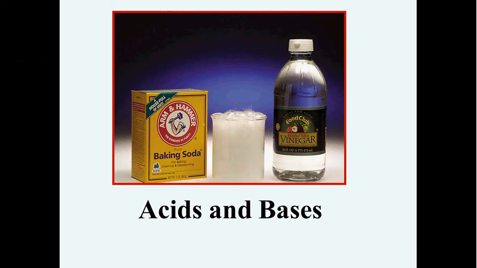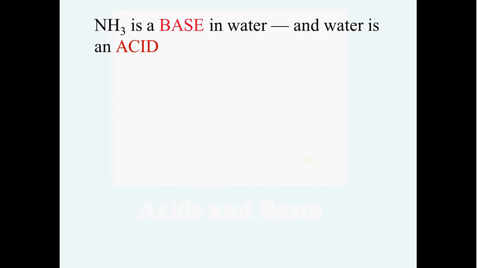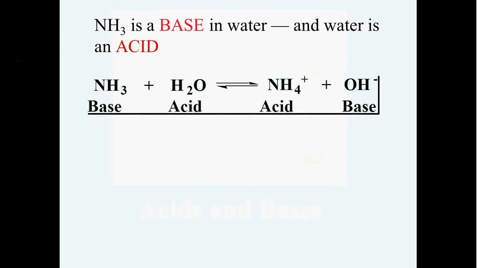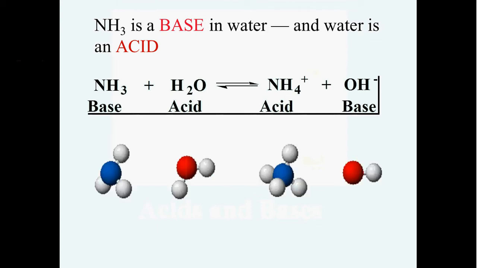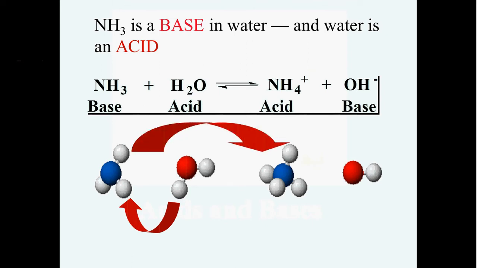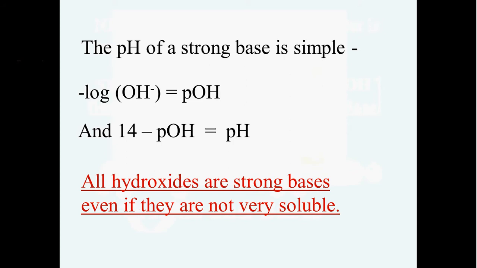I'm going to give you a very brief introduction to weak base equilibrium problems. Ammonia in water is a base, so that makes water the acid. And this is your Bronsted-Lowry relationship. As you see, the water structure will transfer a proton to the ammonia, forming the ammonium ion and leaving behind the hydroxide.